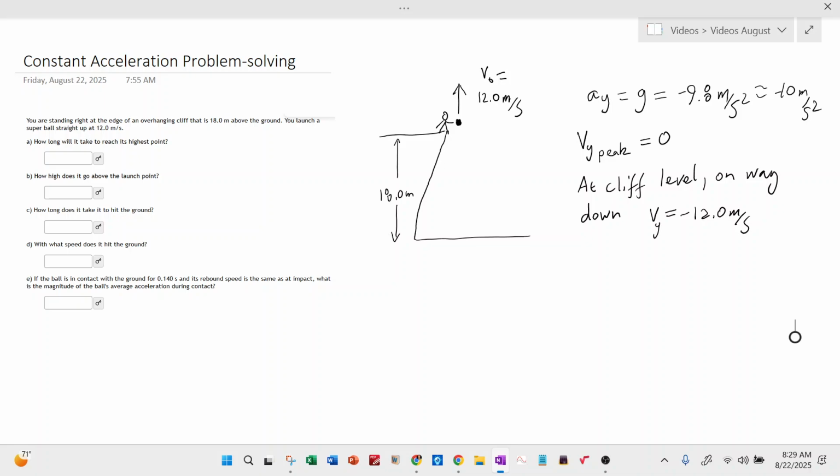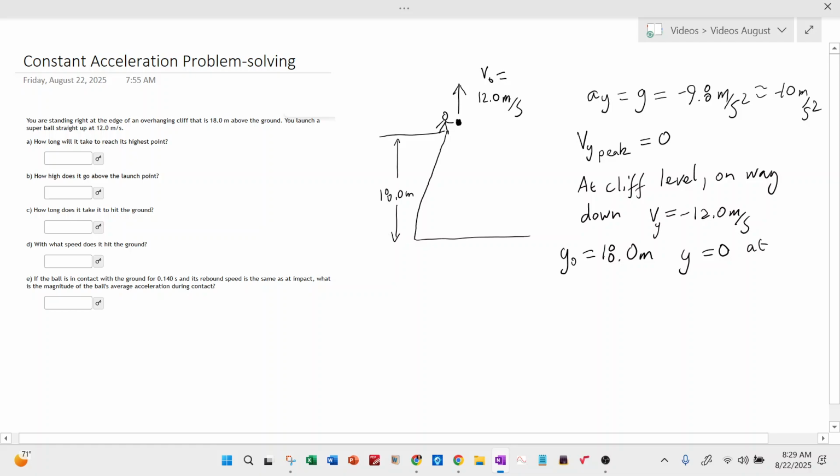Anyway, so I'm going to say that initial position, I have to decide if I want to call that 18 or 0. If I call it 0, then the final position is going to be negative 18. Let's do that just for the sake of argument. You could also call it positive 18. Let's do that. Y initial equals 18 meters. That means that Y final equals 0, and that's at ground level.